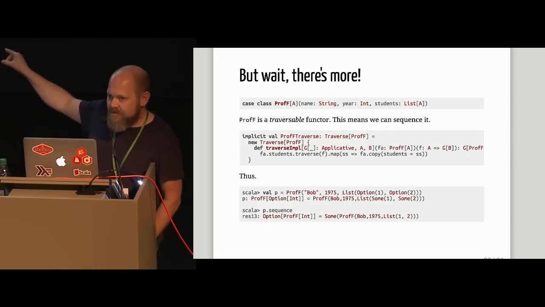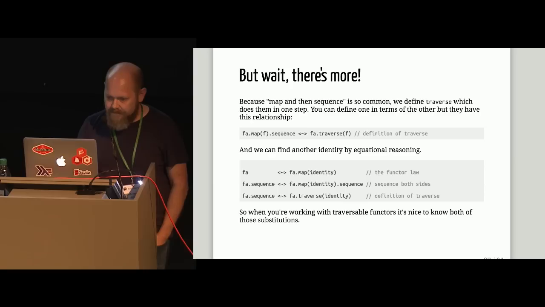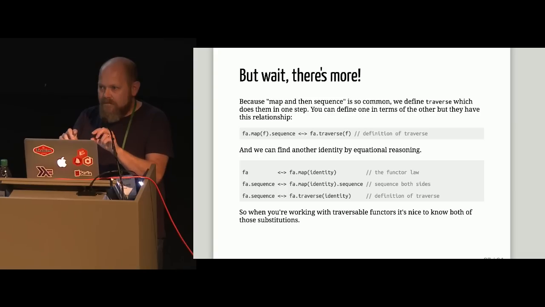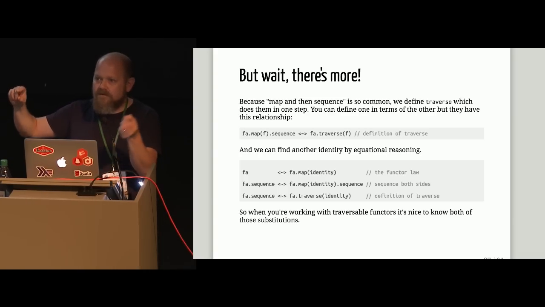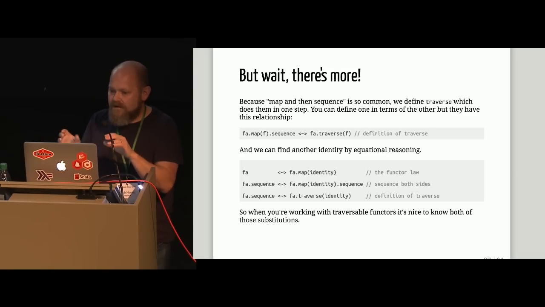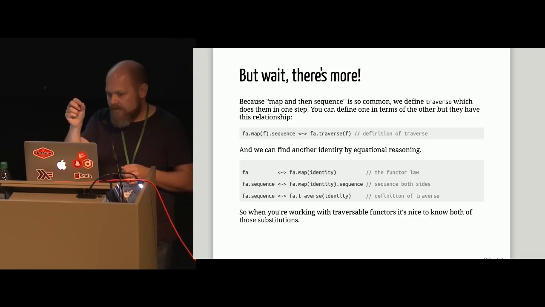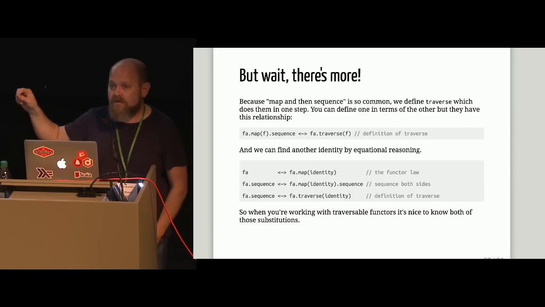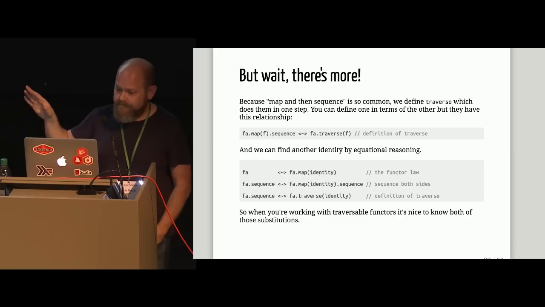Okay, so the thing we defined is called traverse, but the operation that we use down at the bottom is called sequence. So what's the relationship between those two? It turns out that doing a map and then calling sequence is a really, really common thing to want to do. So we sort of fuse those together and call it traverse. So map f followed by sequence is the same thing as traverse f, okay? And that's just the definition of traverse.